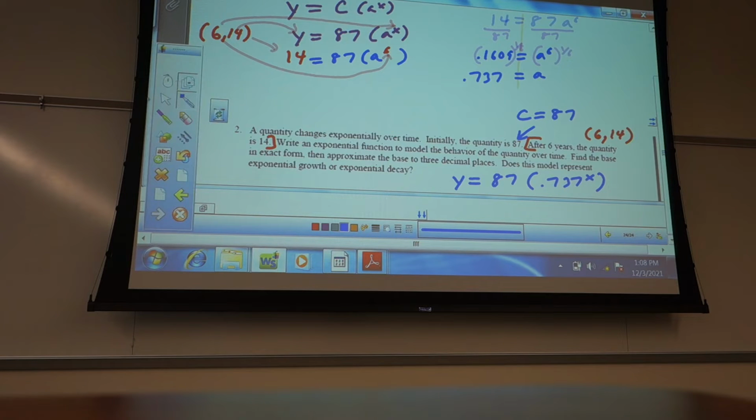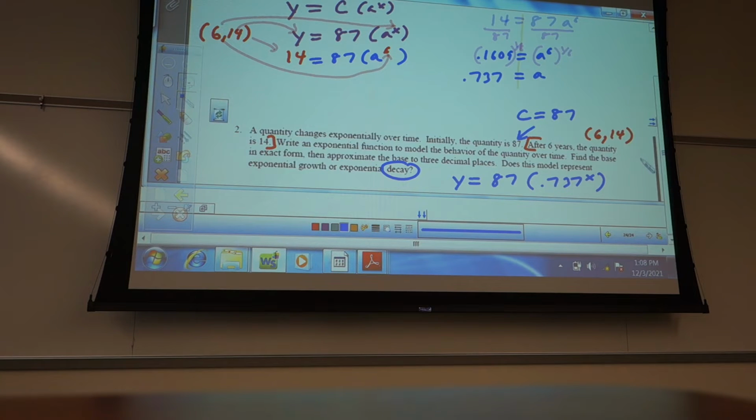0.737 to the X. Does this represent growth or decay? Decay. This number is less than 1. And you'll notice after 6 years it went down. It started at 87, now we only have 14. So there are 2 ways of telling, right? We've decreased in the amount we have.